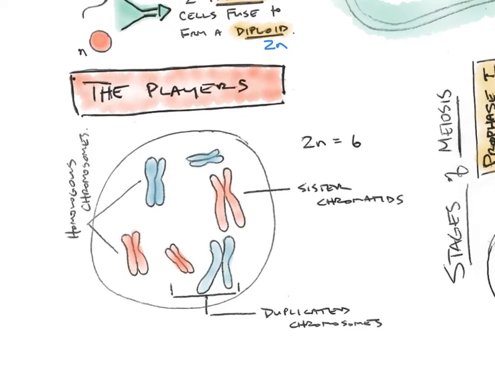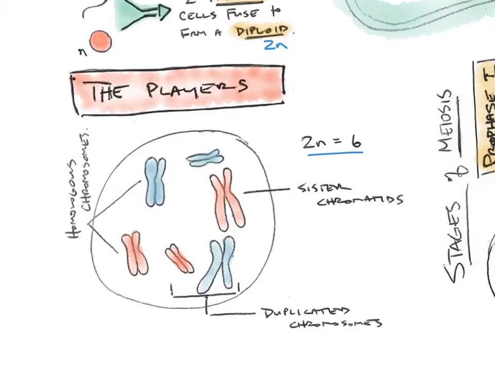So what are the players involved? Here's a cell. This cell's diploid number would be 6. And that's true because we've got 6 chromosomes, 1, 2, 3, 4, 5, 6, paired for the male and the female. So there's a pair here and here and here and so on.